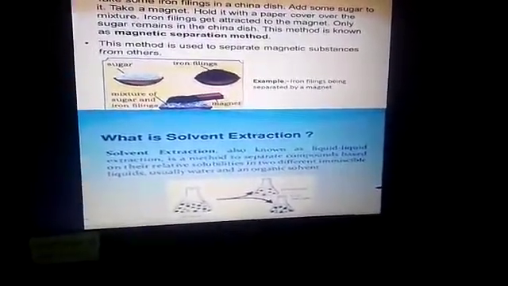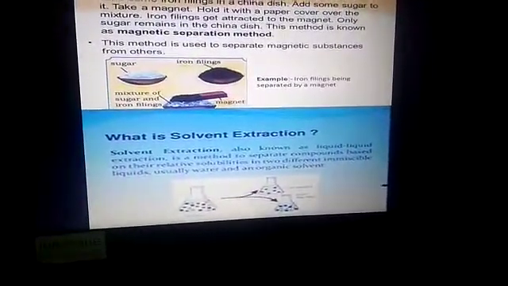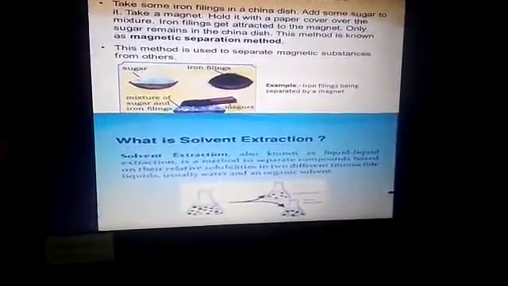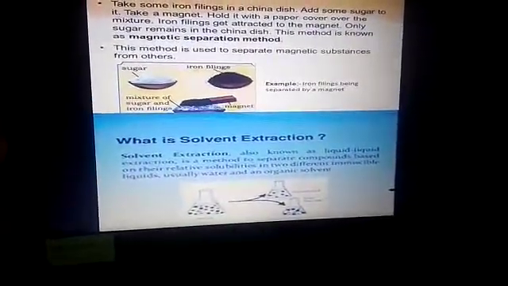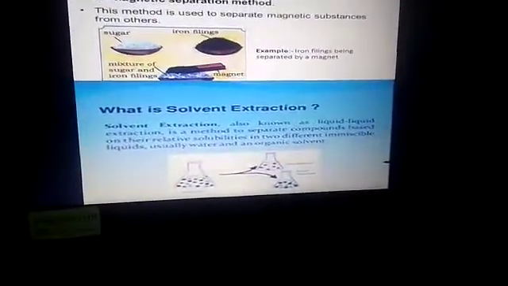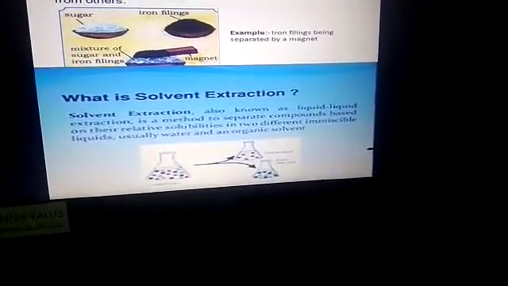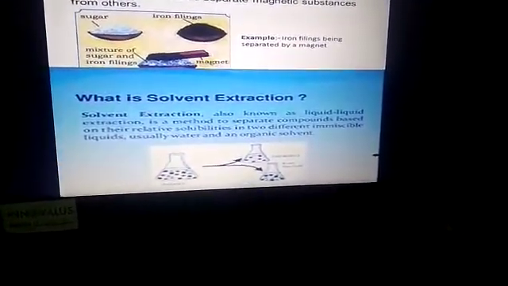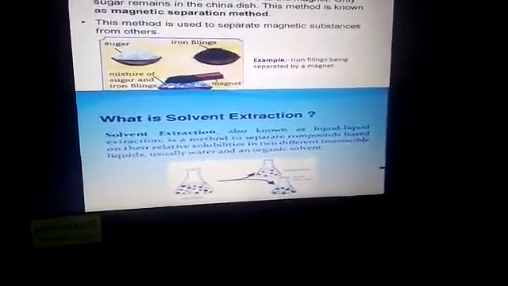And next is solvent extraction. What is solvent extraction? It is for a soluble solid and an insoluble solid. A soluble solid we can take is sodium, sulfur, and insoluble solids like charcoal or chalk powder. The soluble solid dissolves in the solvent, leaving behind the other. Solvent extraction, also known as liquid extraction, is a method to separate compounds based on their relative solubilities in two different immiscible liquids, usually water and an organic solvent.